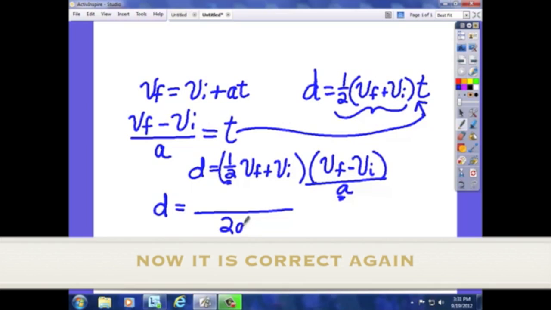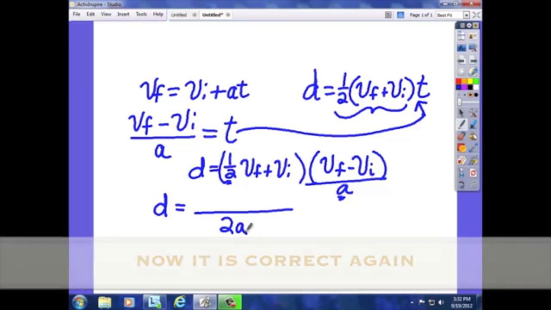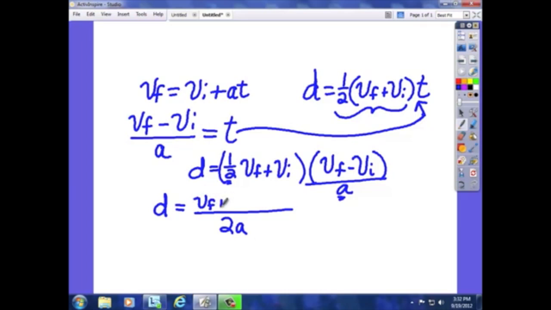And then, with my D over on the left standing for displacement, I'm going to have (V final plus V initial) in parentheses times (V final minus V initial) in parentheses. This is, you should understand, FOIL: first, outer, inner, last. That is going to give me our final result. When you have a difference of squares like this, you have V final plus V initial times V final minus V initial.